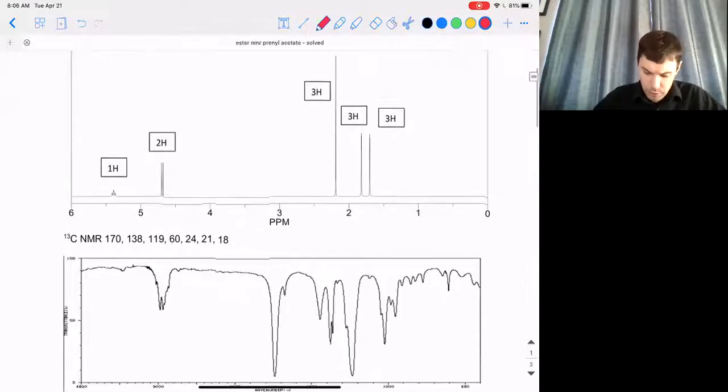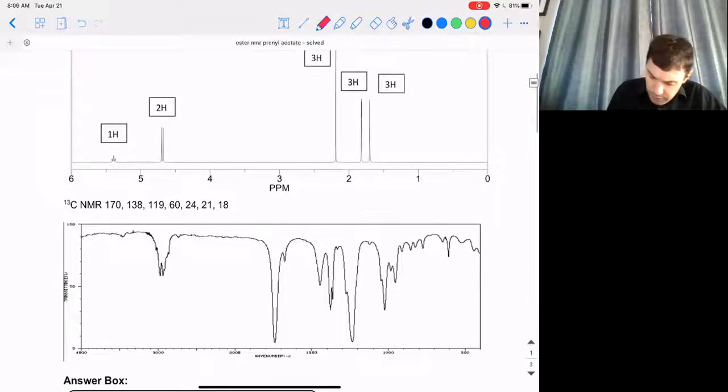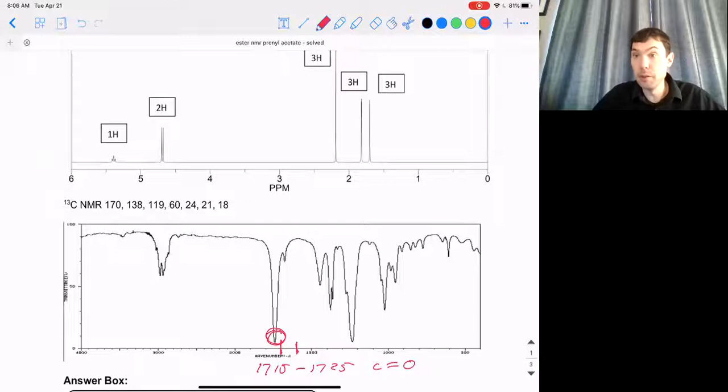Looking at this data, one thing that just leaps out at me is this peak. If we count, it's 15, 16, 17, so about 15-ish to 17, 25-ish, and that is a dead giveaway that we have a carbonyl carbon in this molecule, and that's important because that takes care of one of our degrees of unsaturation.